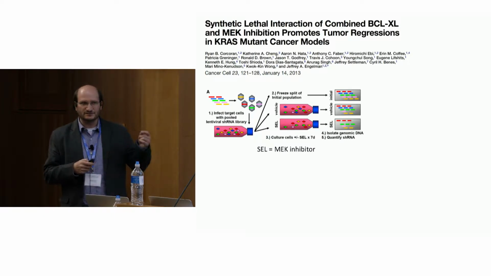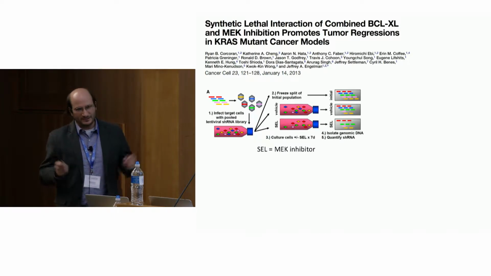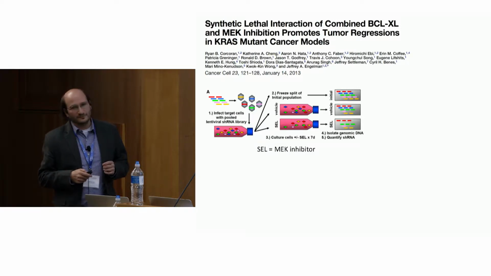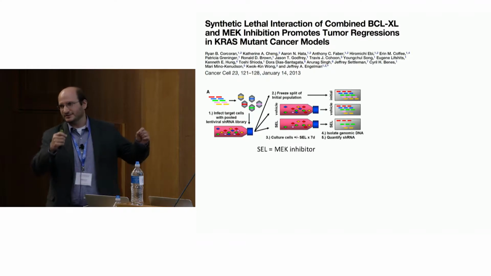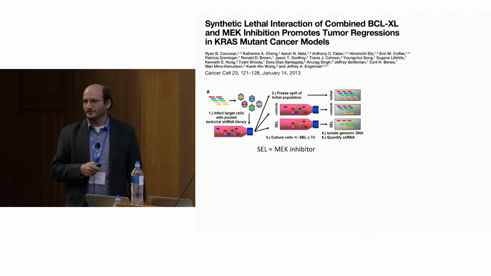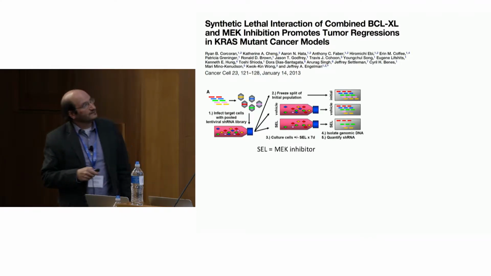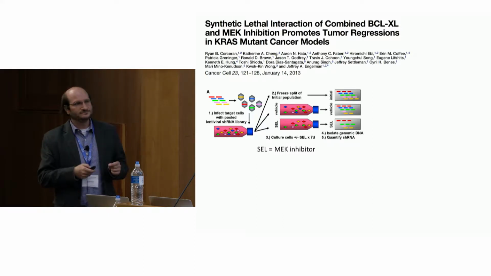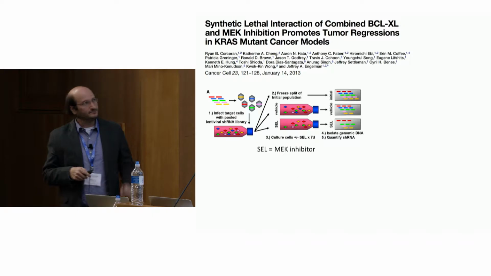So KRAS is this powerful oncogene that's mutated in a huge number of cancers. It's thought to be difficult or impossible to drug. So if you could find other targets that would work in a KRAS cancer, you might have a good way of killing these cells. And so in this pooled screen, they infected an entire genome-wide library, knocking down one gene at a time.